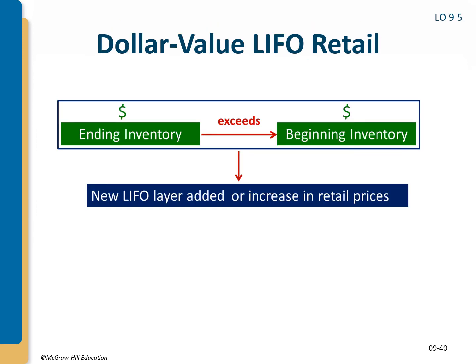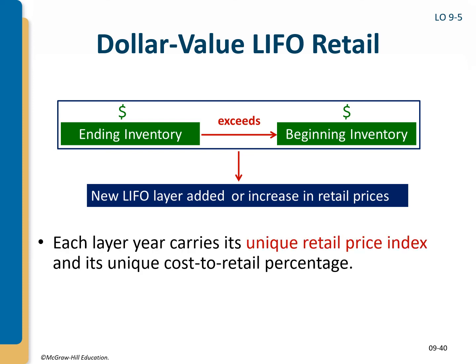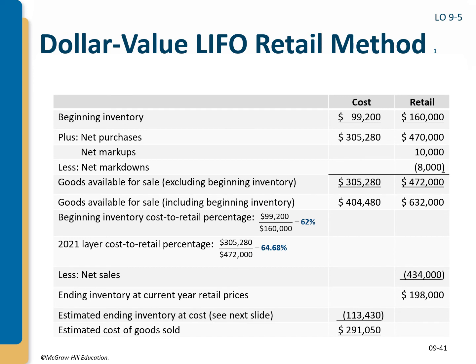If you thought it couldn't get any worse, right? There's a dollar value LIFO retail inventory method. So each new LIFO layer is added or increased in retail prices as our ending inventory exceeds our beginning inventory. Each layer year carries its unique retail price index and its unique cost to retail percentage. So, of course, it gets a little bit more complex, but let's take a look. So, we're still going to approach this as we do for LIFO.